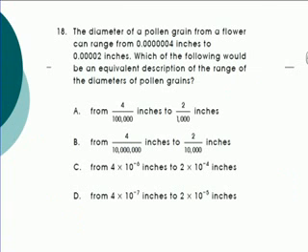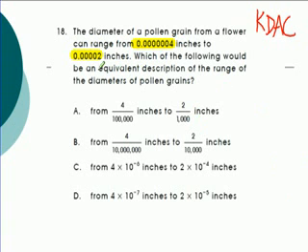So, what they're asking us to do, remember we always need to do KDAC. What do we know? What do we need to do? And how are we going to answer it? So, we know that one grain is 0.00004, and we know that one grain is 0.0002.